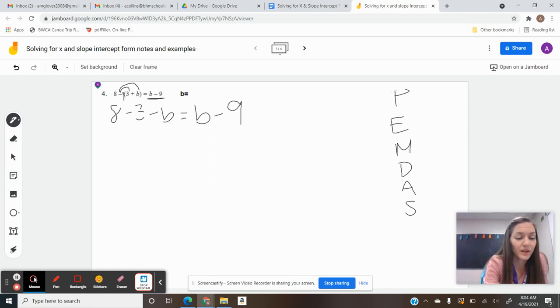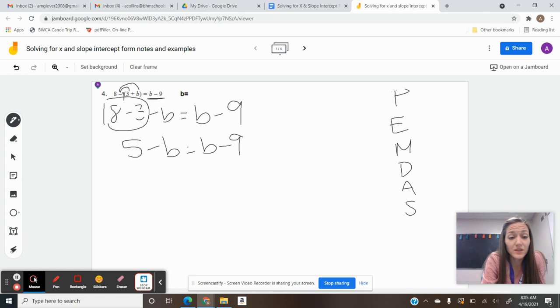I'm going to go ahead and just combine these two like terms. I have 8 minus 3. If I do that, I just have 5. And then I'm going to copy down whatever is left in my equation. Minus b equals b minus 9.